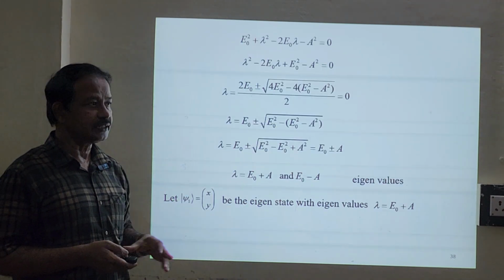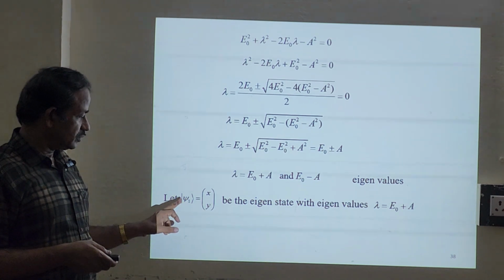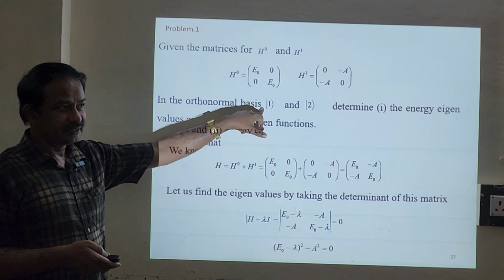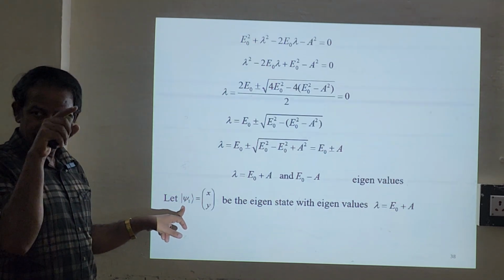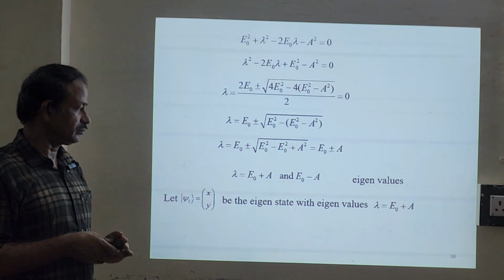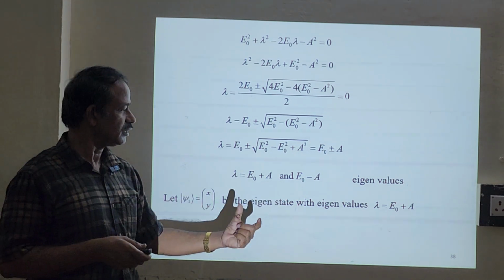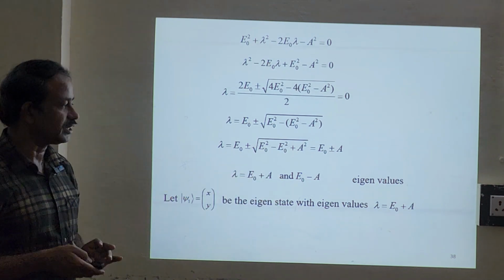So we calculated the eigenvalues. Now we will go for the eigenfunctions. So let ket 1 and ket 2. Let psi 1 be written as ket 1. Let psi 1 equal xy, we'll just keep it as it is, be the eigenfunction with the eigenvalue lambda, E naught plus A. We are going to consider this.